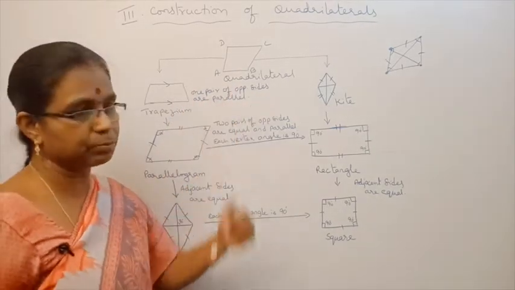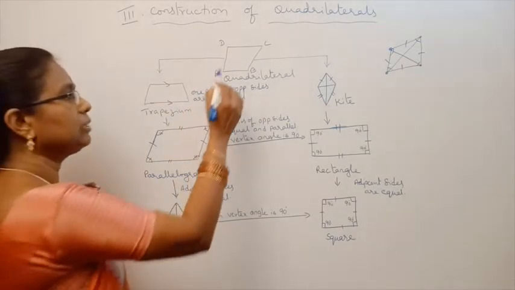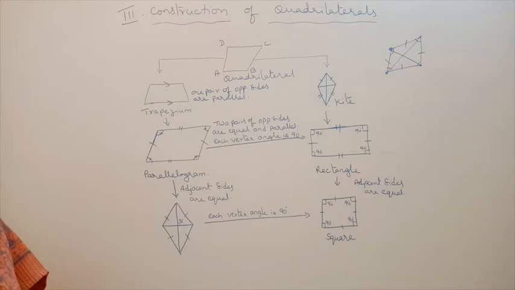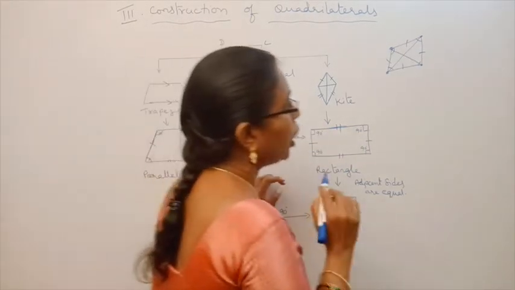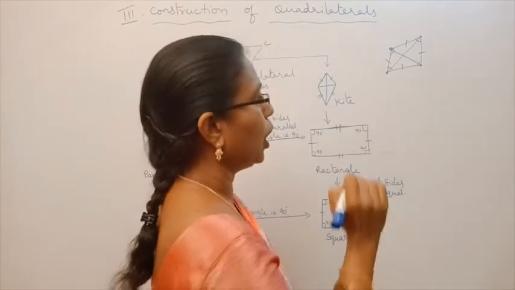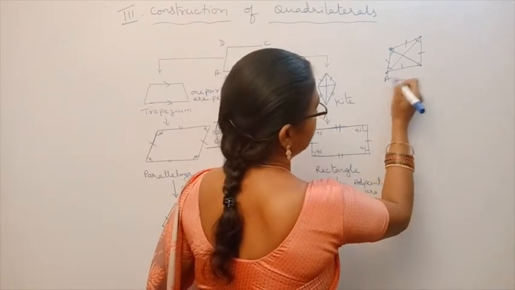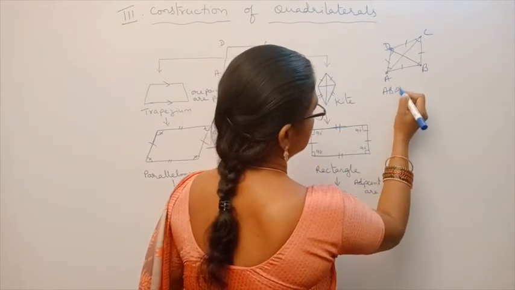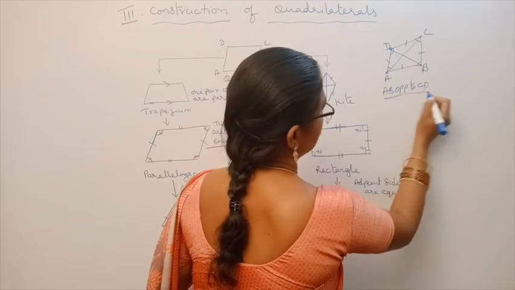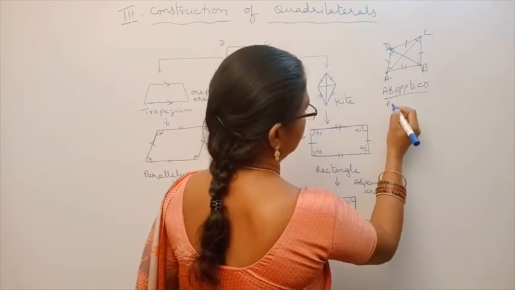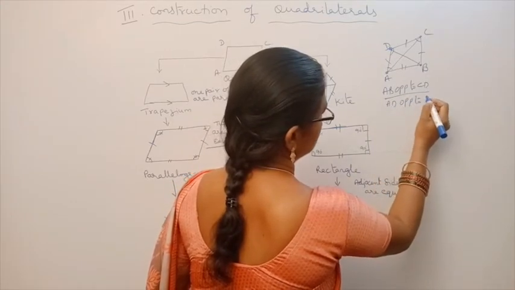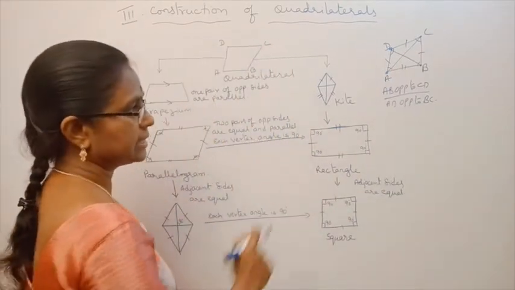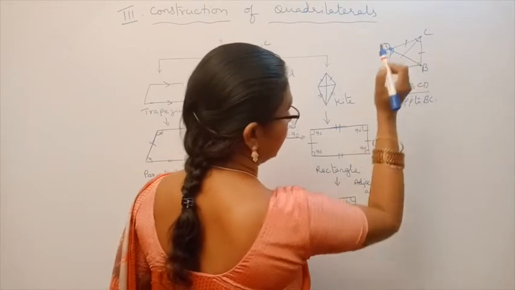Then what are the types of quadrilateral? In a quadrilateral, if one pair of opposite sides is parallel... Now in that quadrilateral, what are opposite sides and what are adjacent sides? Opposite sides means, suppose A, B, C, D. AB is opposite to CD, and AD is opposite to BC. That means AB and CD are one pair of opposite sides, and AD and BC are another pair.